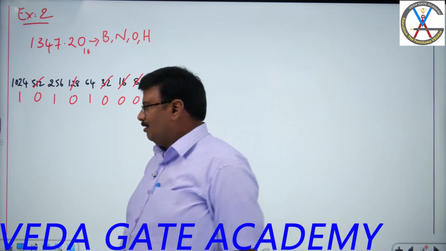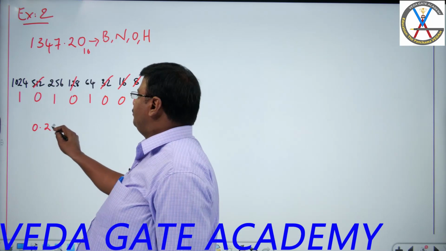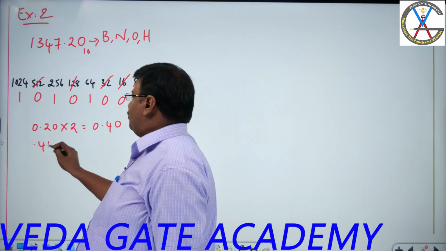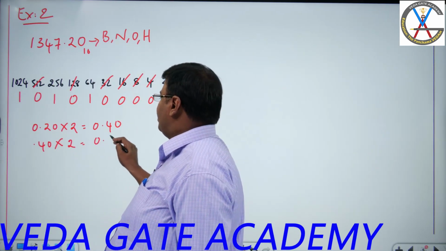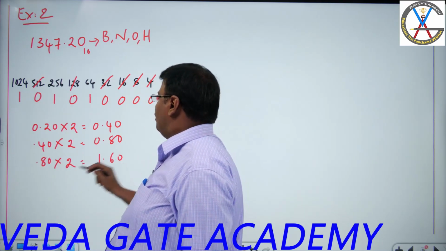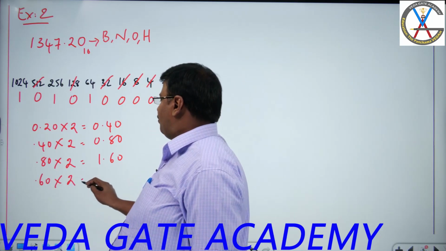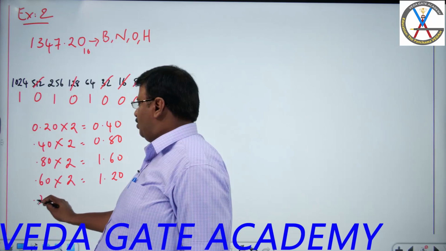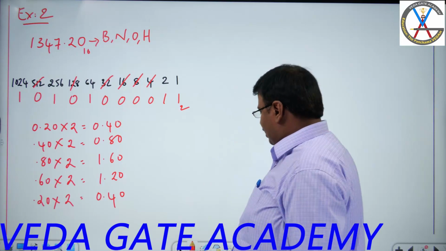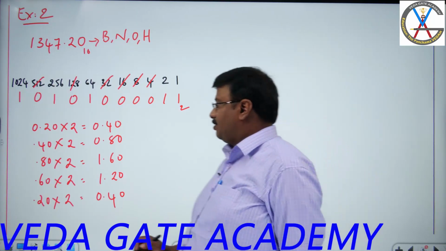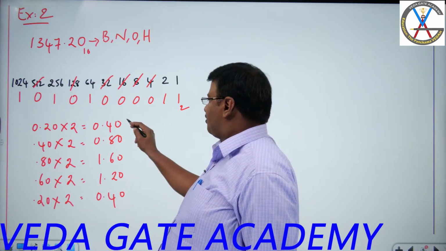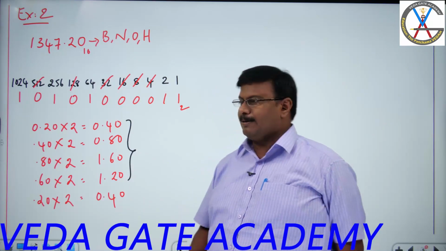Next, fractional: 0.2 into 2 is 0.4. 0.4 into 2 is 0.8. 0.8 into 2 is 1.6. 0.6 into 2 is 1.2. 0.2 into 2 is 0.4. Observe, the first value itself got repeated. So the repetition is 0.4, 0.8, 1.6, 1.2. These first four values are getting repeated.